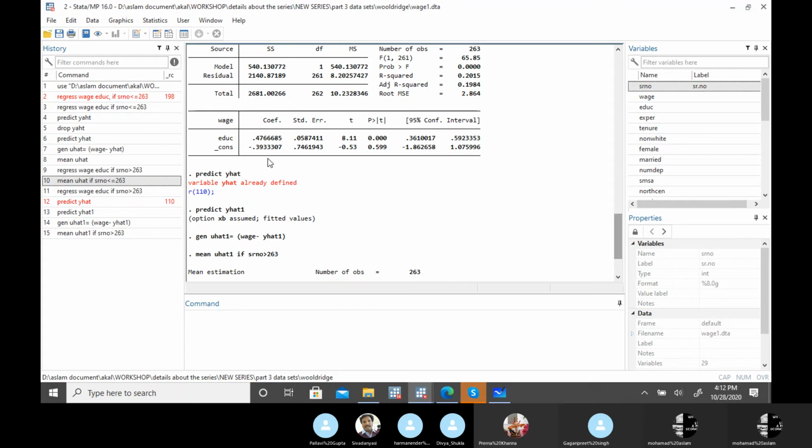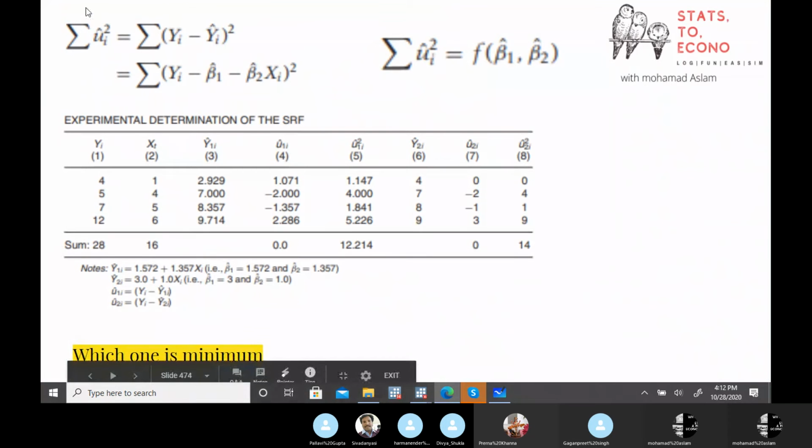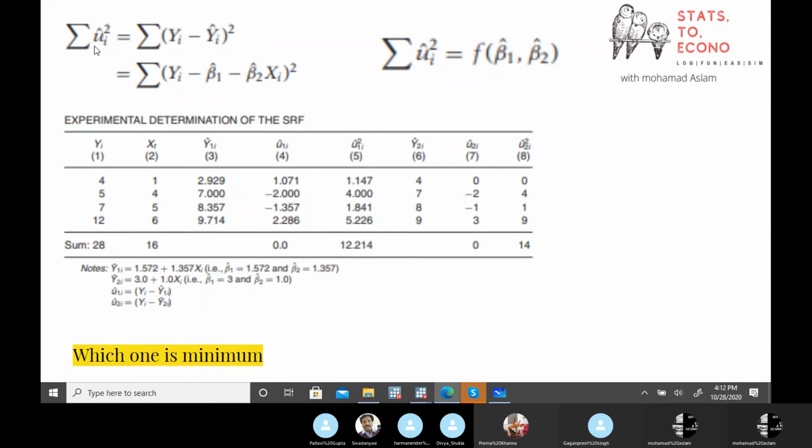Because you don't have any u hat values or unknown parameter values, you will only get them in the end. But while we do the derivation part, we start with the u hat, meaning we are going to minimize this particular term first. Theoretically it's a derivation that you can keep first, but practically we can't do it, because unless we estimate these sample estimates, beta 1 hat and beta 2 hat, we don't have any u hat value, right?